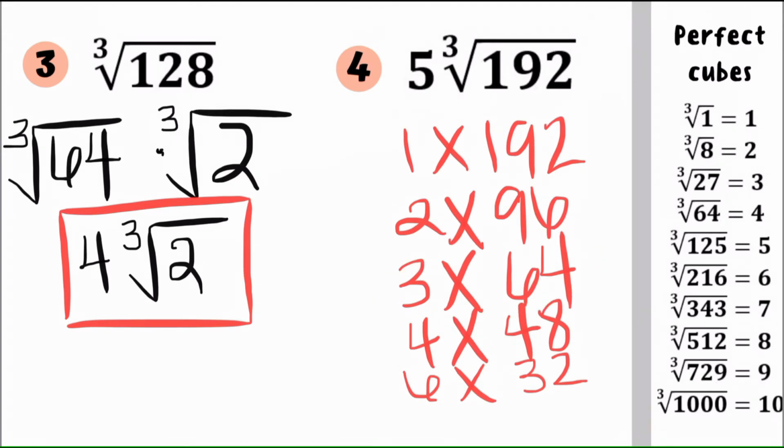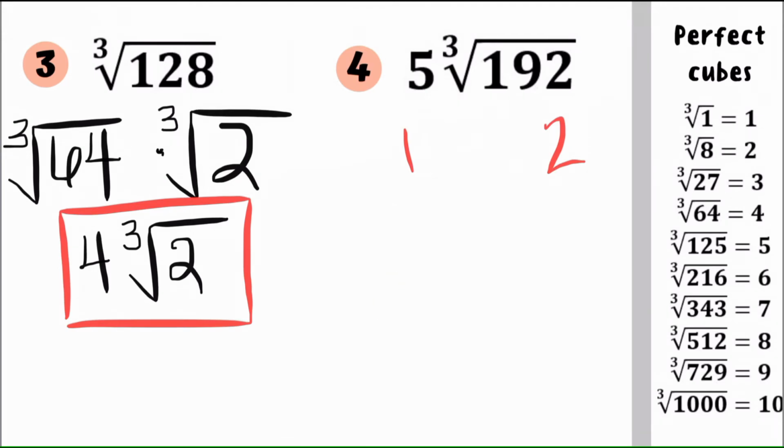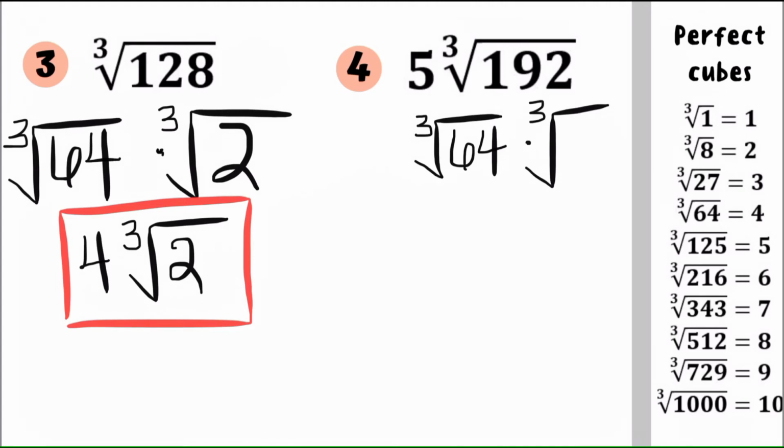So I can rewrite the cube root of 192 as the cube root of 64 times the cube root of 3, because 64 times 3 is 192.